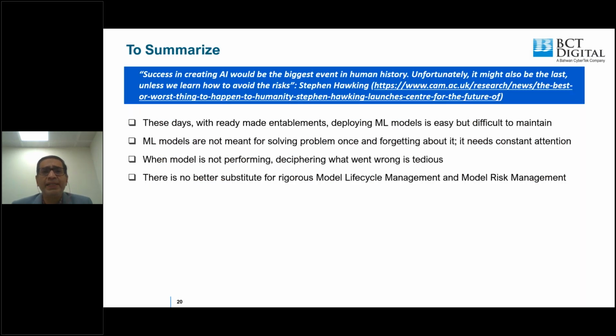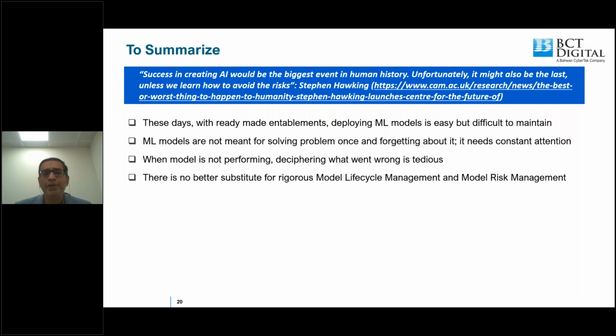So to summarize, as I've already told, deploying ML models is becoming child's play these days. I mean, you don't need a data scientist to deploy an AI model. There are n number of plugin models available in the market. All the major cloud providers provide them. You just have to plug into the platform, fine tune it to your use case, and the model starts running. But that does not solve the problem.